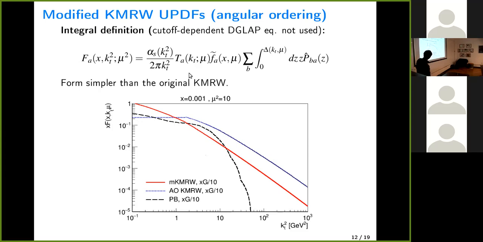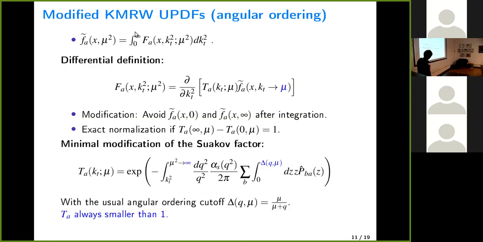So now with this modification, you can see that the main effect is that the shape is the same, but it is rescaled, which is obvious because before, the integration up to mu square was equal to this quantity. Now this is the integration up to infinity, which is equal to this quantity. So of course, the unintegrated PDF here has to be smaller, right?